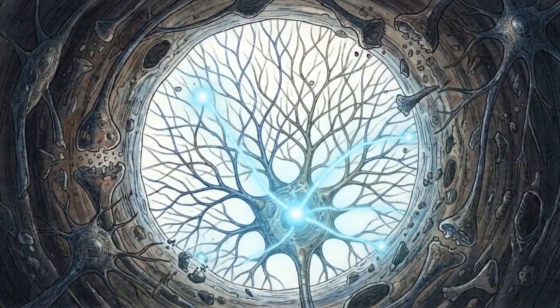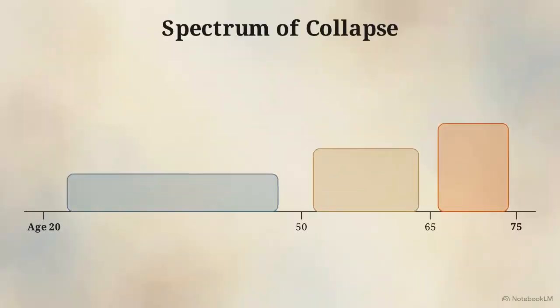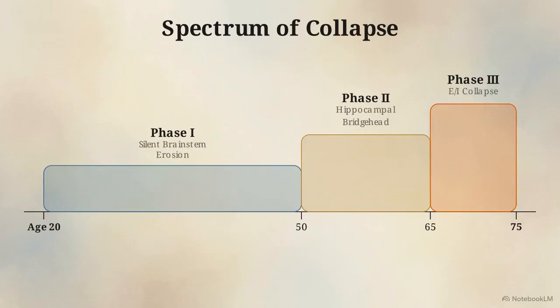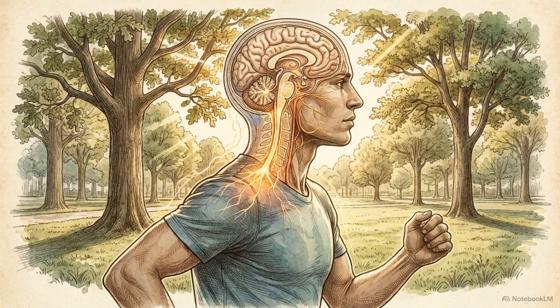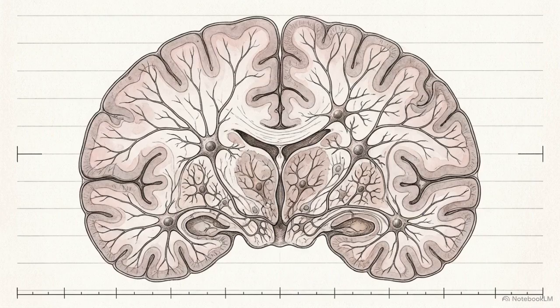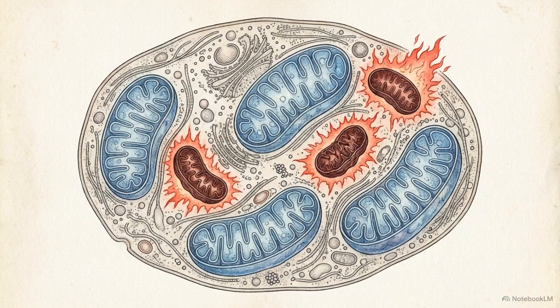the disease. This timeline illustrates the spectrum of collapse, a framework that divides the disease into 3 biologically distinct phases, from age 20 to 75. Phase 1 operates entirely preclinically, unfolding silently across early to mid-adulthood. There are no amyloid plaques or tau tangles here. This period is defined by a cellular, bioenergetic, and quality control crisis.